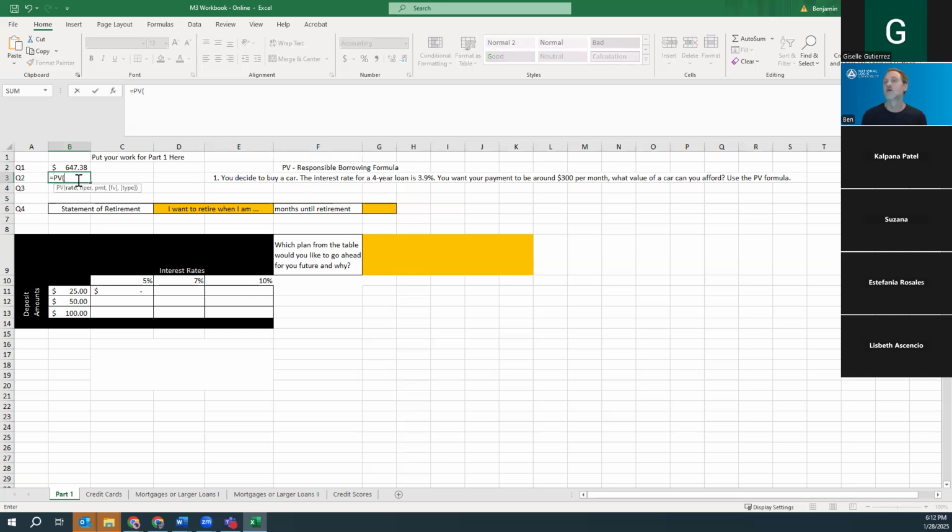Equals PV. And you can see again popping up underneath it, rate, N per, PMT. So the first two things are the same. The third thing is the payment, not the amount of the loan. We're just switching the order of those things. So what's the rate in this situation? 3.9%. Percent. Good. Moving on to the next thing. I have divided by 12. Yes, exactly. Because we want to take that annual rate and turn it into a monthly rate. It applies here too.